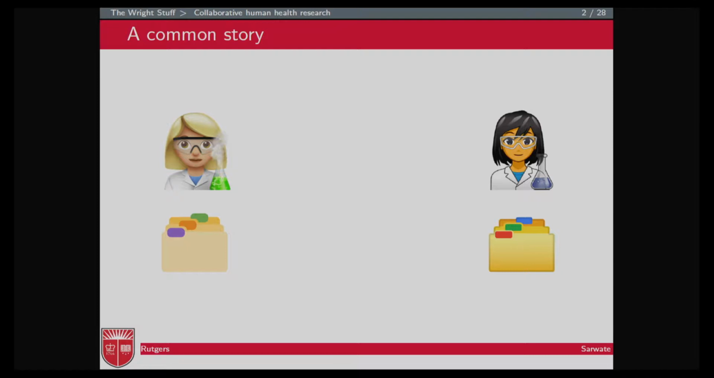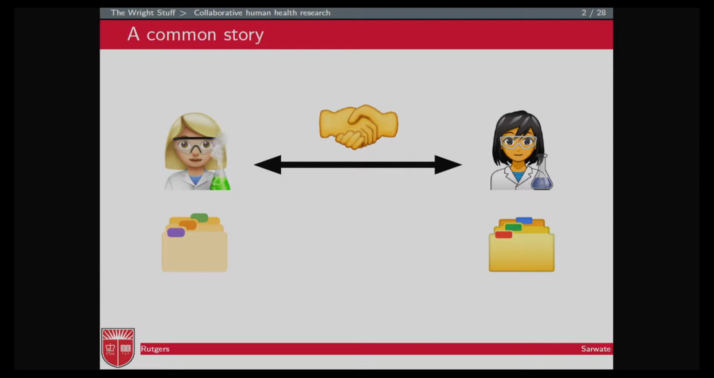So we have two scientists who each have some individual research labs which have their data sets. They're different colors, so you can see they're different. And what they'd like to do is collaborate. They'd like to set up a research collaboration in which they can learn jointly something from their two data sets.